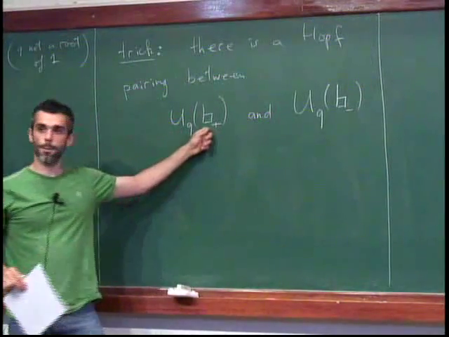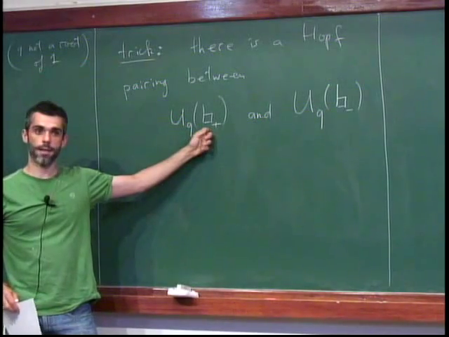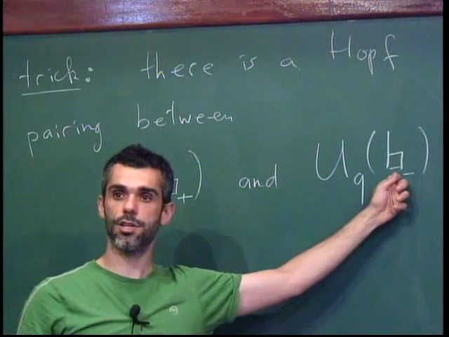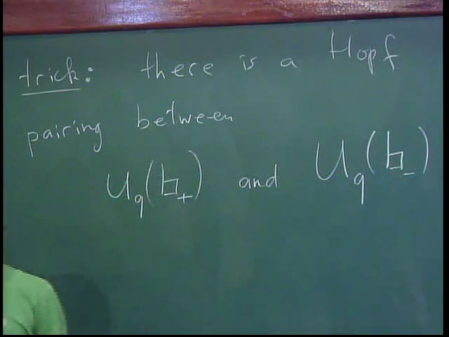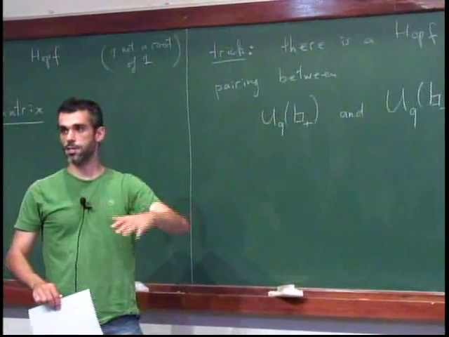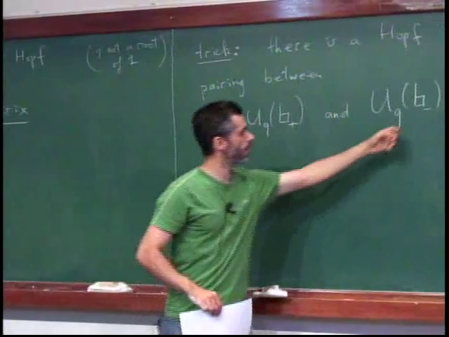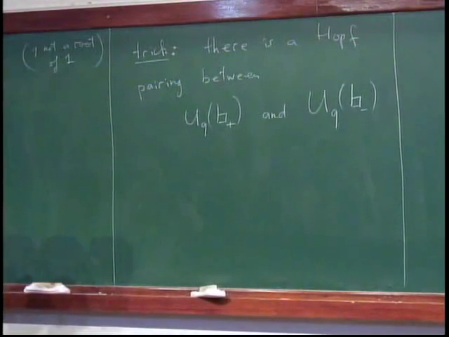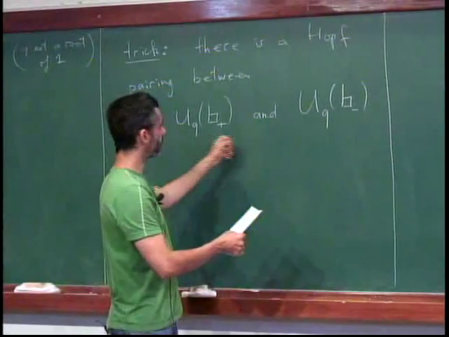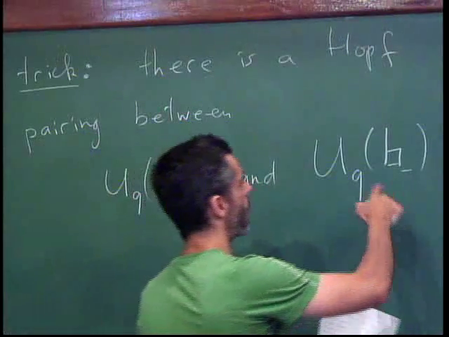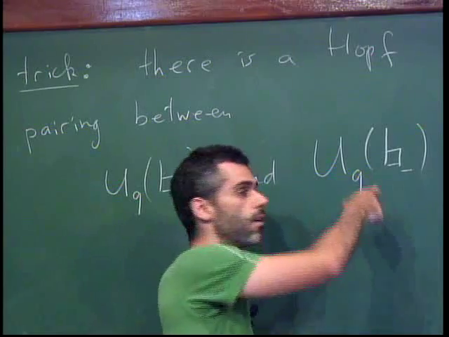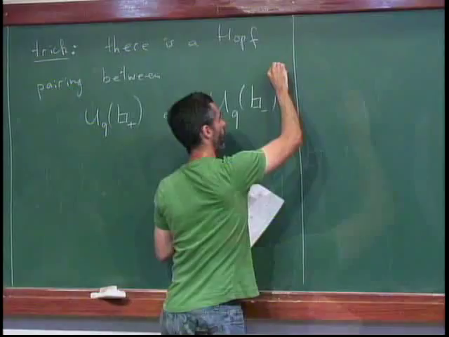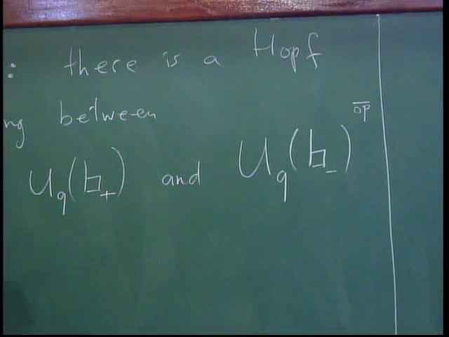So recall, B is the Borel subalgebra. That's the algebra generated by the H's and the E's. So B plus. B minus is generated by the H's and the F's. So you have all the Cartan subalgebra, all the H's, and then raising operators. That's this. And then the Cartan and all the lowering. That's B minus. Oh, and that's not quite true. You need to modify the coproduct on this one and put the opposite coproduct. And I'll denote it by op with a little bar.